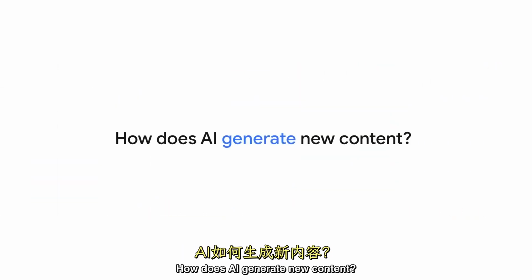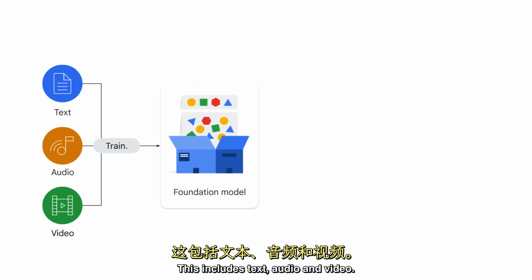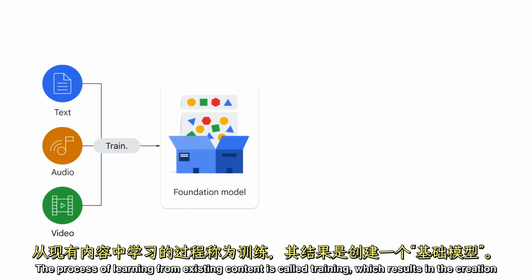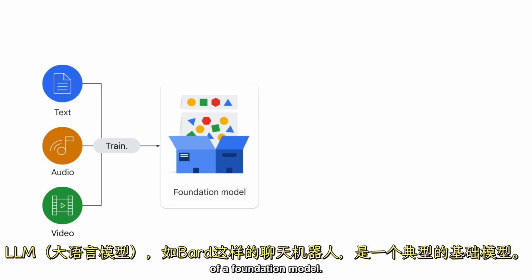How does AI generate new content? It learns from a massive amount of existing content. This includes text, audio, and video. The process of learning from existing content is called training, which results in the creation of a foundation model. An LLM, or large language model, which powers chatbots like Bard, is a typical example of a foundation model.